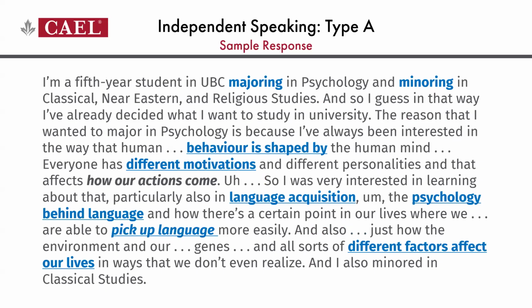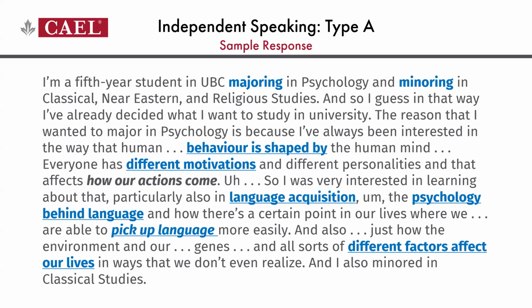So all of these words in blue are, first of all, connected to her topic. So that's important. They're all accurate with their meaning, just talking about what she wants to study in school. So it makes sense to use words like majoring and minoring. And she's speaking specifically about psychology. So throughout this response, you can see words are connected to the topic. Behavior is shaped by different motivations, language acquisition, etc.